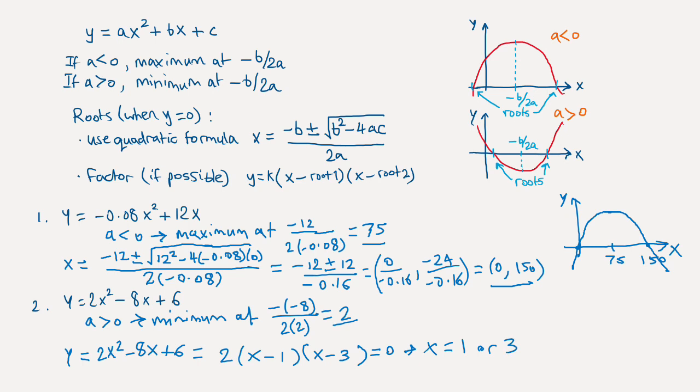Okay, so this function's nice and easy to draw. It's going to be a minimum, and so we'll have 1, 2, 3. The minimum occurs at x equals 2, and then the roots are at 1 and 3. So it's going to look something like this.